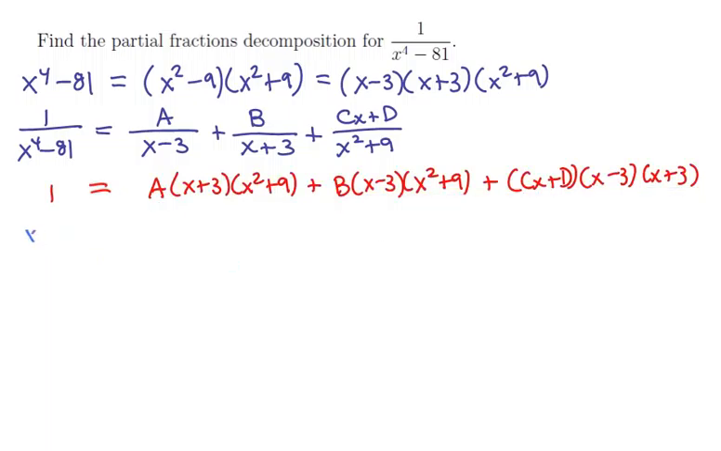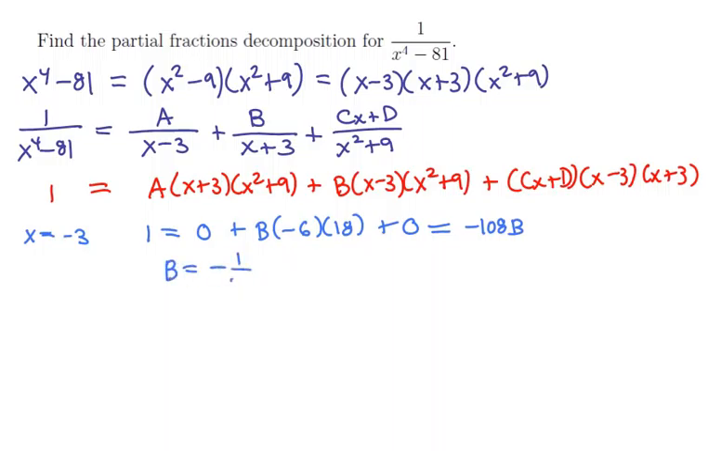Now let's pick some test values. If we select x equals, say, negative 3, we'll have 1 is equal to, the first term cancels. The second term becomes B times minus 6 times 18. And the third term cancels. This gives us negative 108B is equal to 1, and so B is negative 1/108th. And so we will replace this B with negative 1/108th.